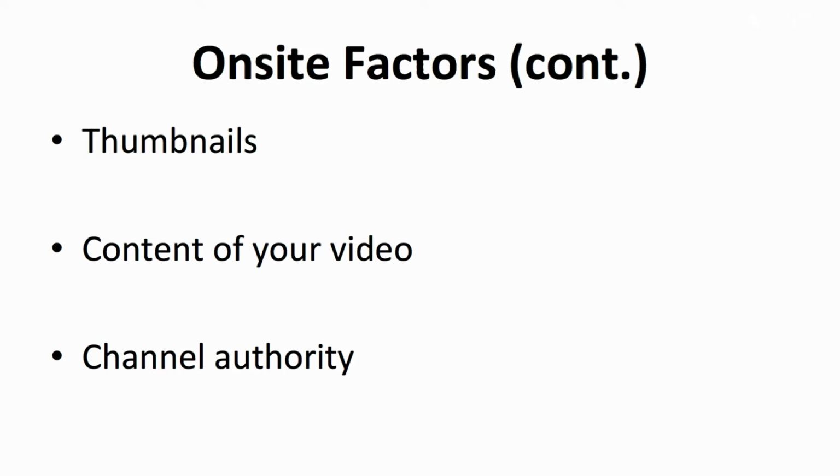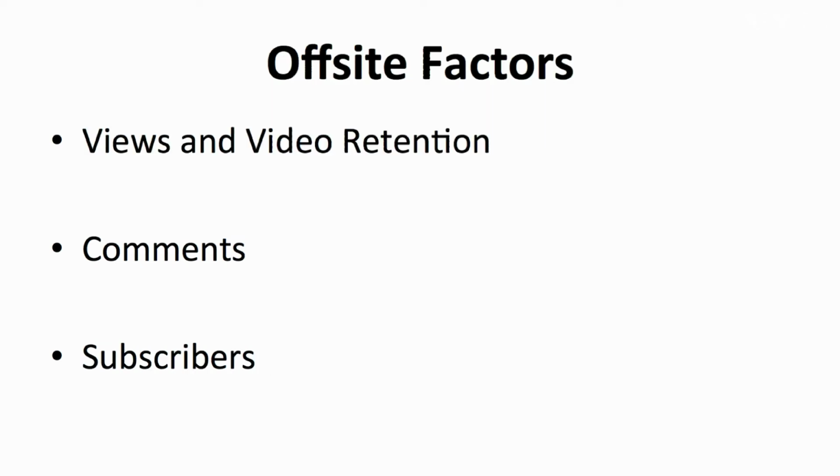You can give a link that consists of your keywords to your YouTube channel from your website to build channel authority. Other than the on-site factors that will affect your rank, some off-site factors affect your ad rank. First of all, the views and video retention. The more views you have, the more exposure your video has. This way, it improves the video's YouTube SEO.